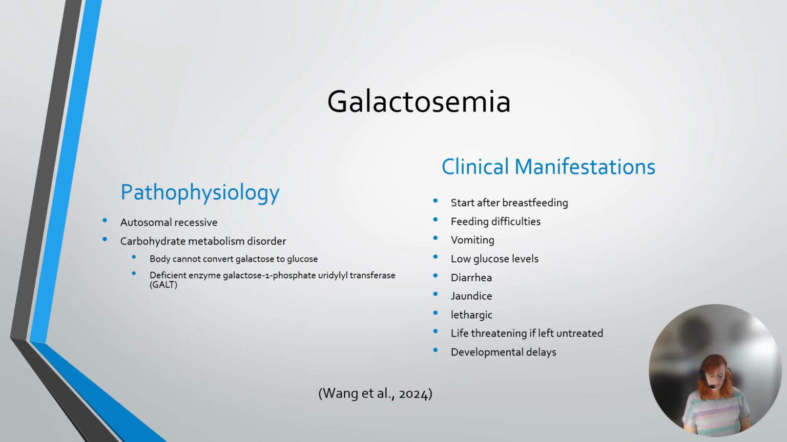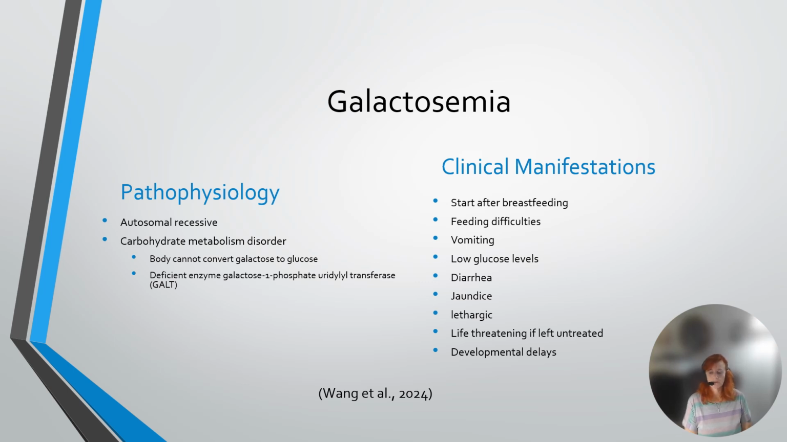Next one we're going to discuss is galactosemia, right? Again, it's another autosomal recessive, and it's another carbohydrate metabolism disorder, and our body cannot convert galactose over to glucose. We're missing that GALT enzyme, galactose-1-phosphate uridyl transferase. So we're missing that enzyme and we can't convert it over.